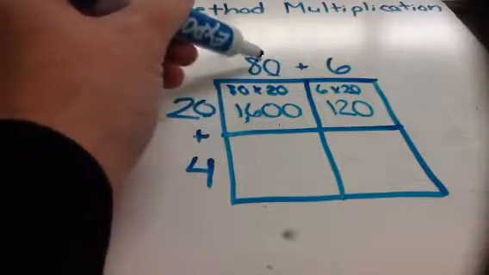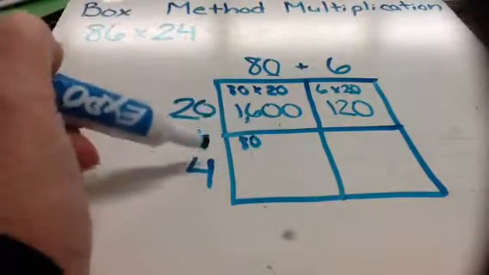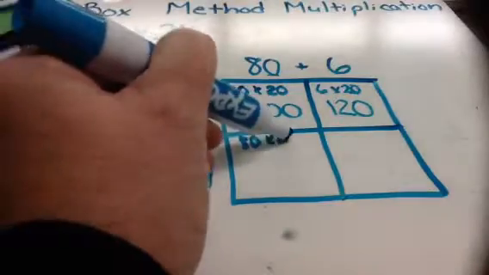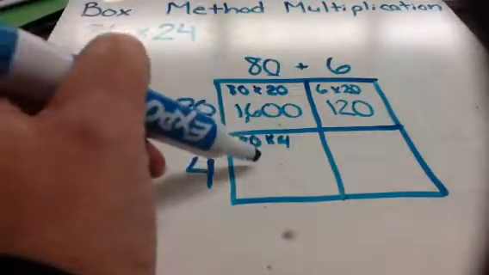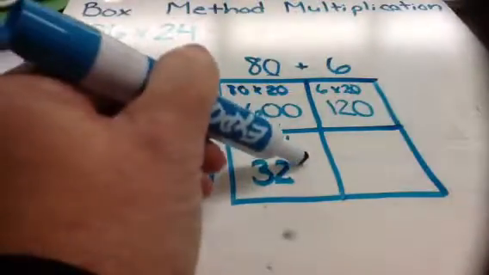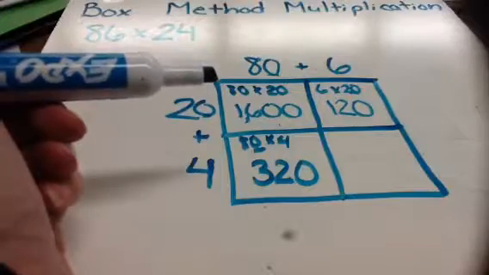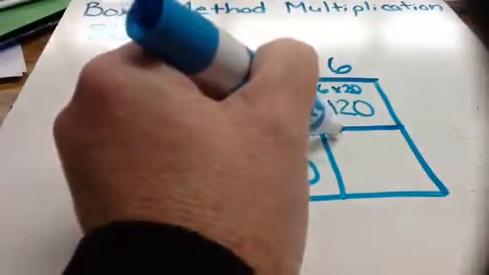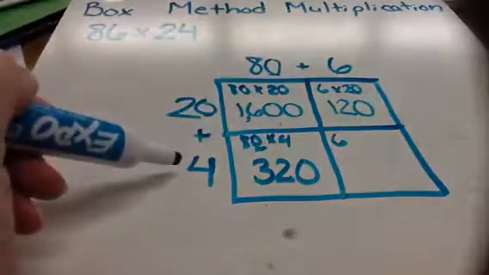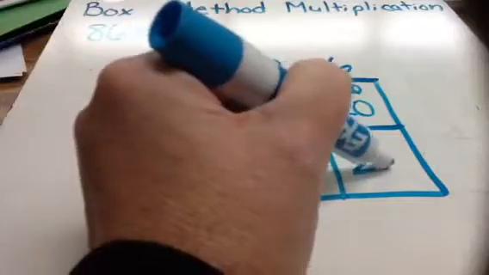For the third box, the number on top is 80. The number beside it is 4. Multiply 80 times 4. 8 times 4 is 32. I have 1 zero in my problem, so 1 zero in my answer. The final answer is 320. For the fourth box, the number on top is 6. The number beside it is 4, so I'm multiplying 6 times 4, which equals 24.